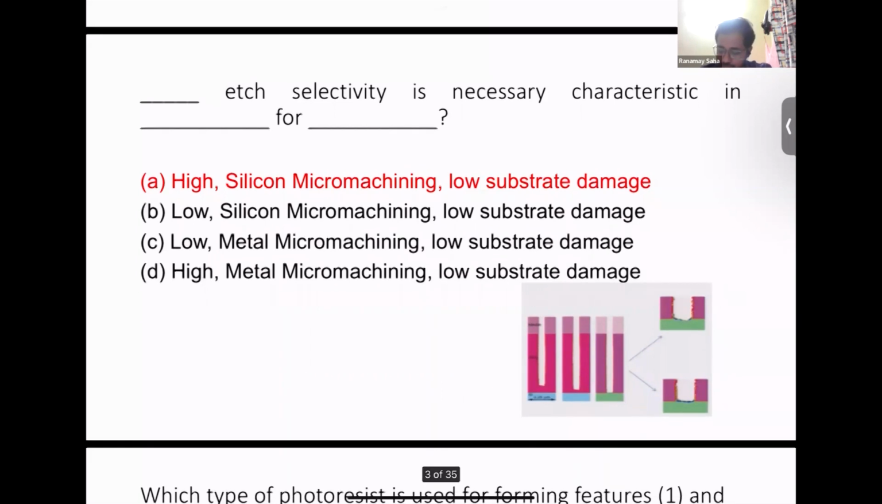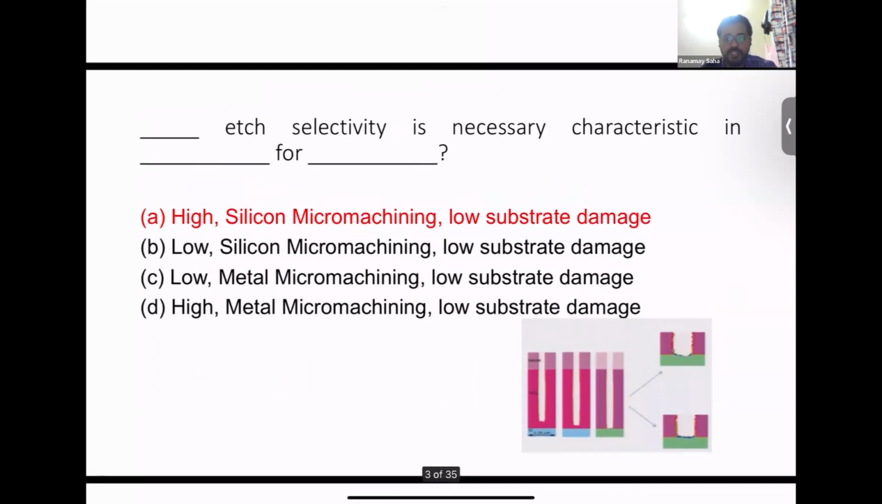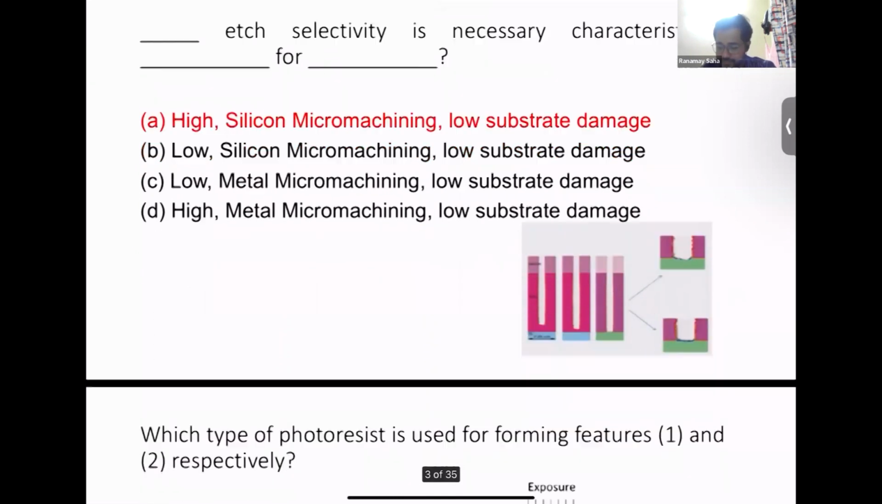Okay, so looking at the options, it is clear that option A, which says high etch selectivity, is a necessary characteristic in micromachining, of course, for low substrate damage. If you use a low etch selectivity factor, then your substrate damage becomes higher. Okay, so option A is the correct option here.